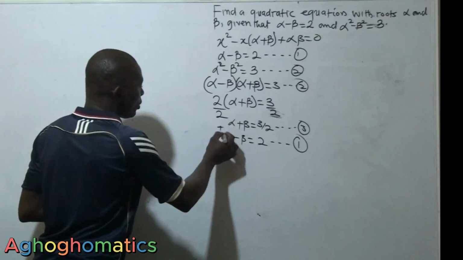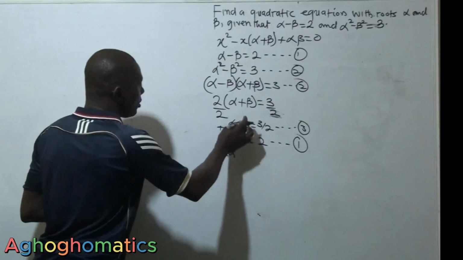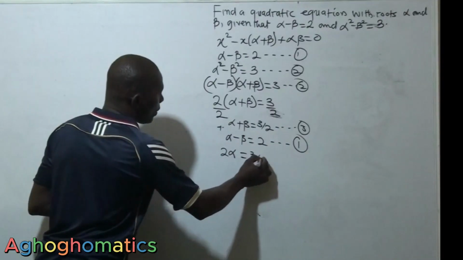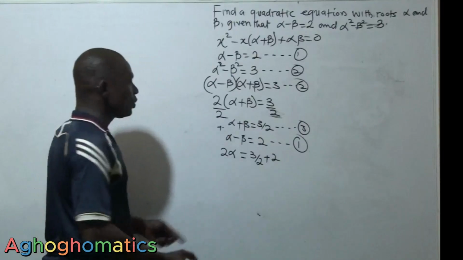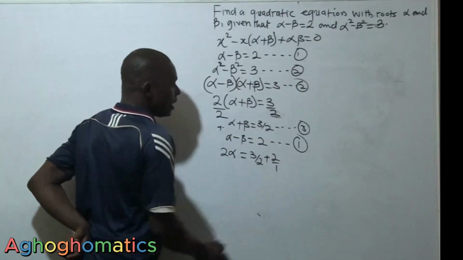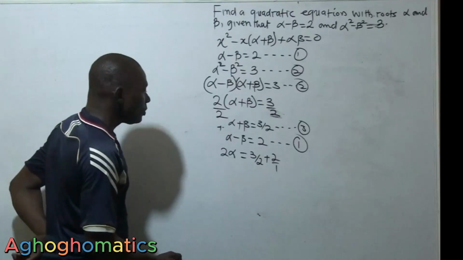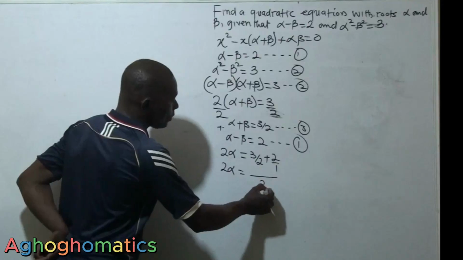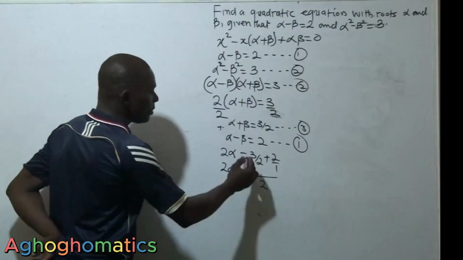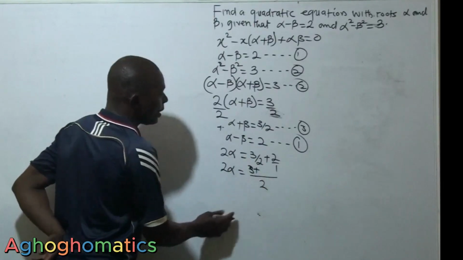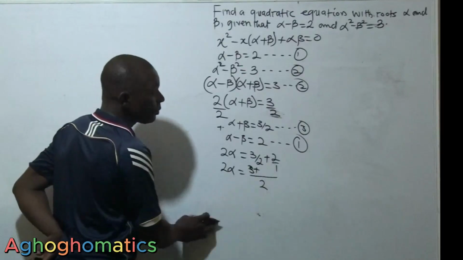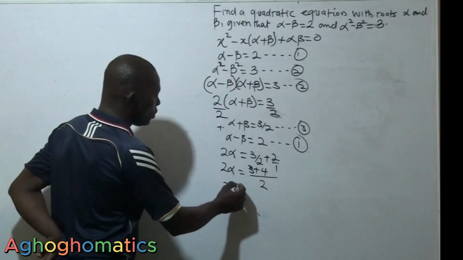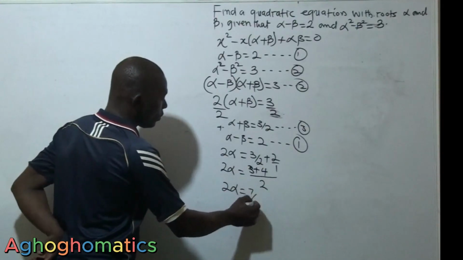So add alpha plus alpha, that gives us 2 alpha. Then beta plus minus beta is off. And here we have 3 over 2 plus 2. So this is a fraction. If we have to do this, 2 alpha is equal to, the LCM is 2. 2 divided by 2 is 1, 1 times 3 is 3. Now 2 divided by 1 is 2, 2 times 2 is 4. So here we have 2 alpha is equal to 7 over 2.